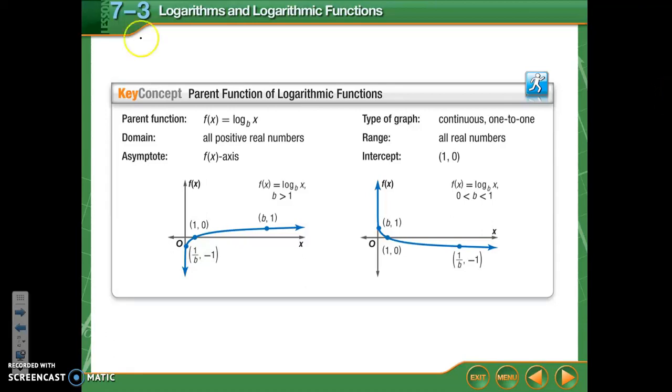Okay, welcome back to section 3. In this video we're going to finish talking about section 3. We're going to specifically continue talking about graphing logarithmic functions, and then we're going to talk a little bit about how we can use a word problem to write the inverse of an exponential function.